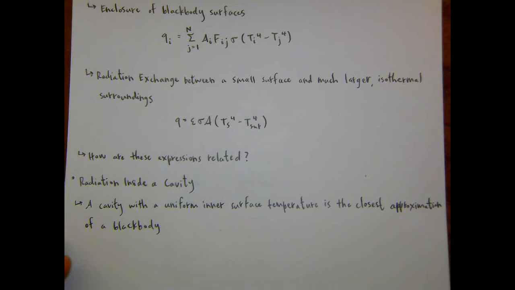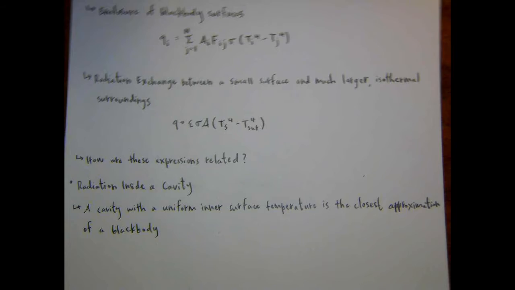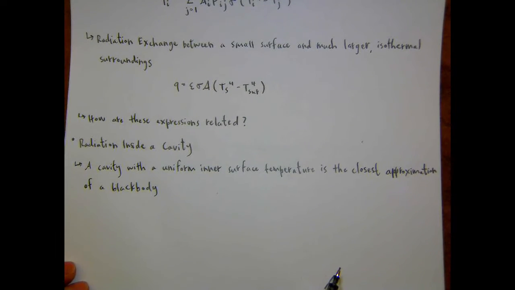So you may already be able to see where we're going with this. We basically treat the surroundings, because they are much larger and isothermal, we're able to treat the surroundings for this equation like a blackbody cavity. So that's where we're headed and why we're talking about this.